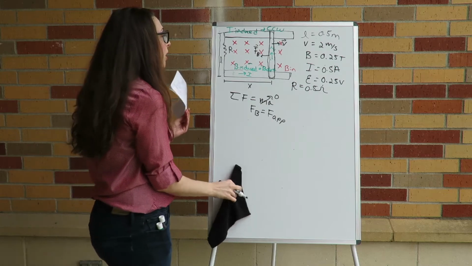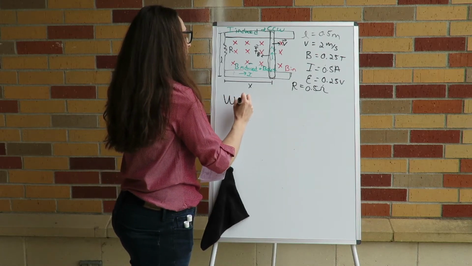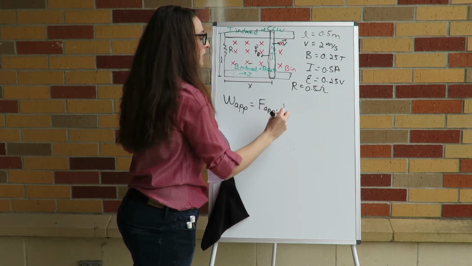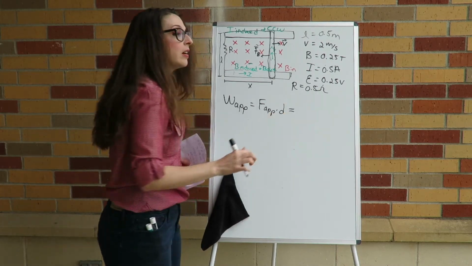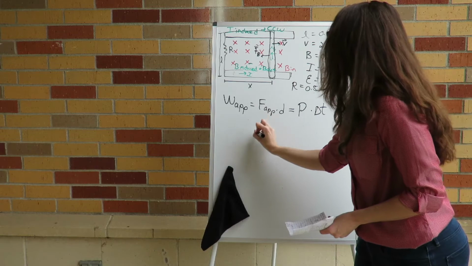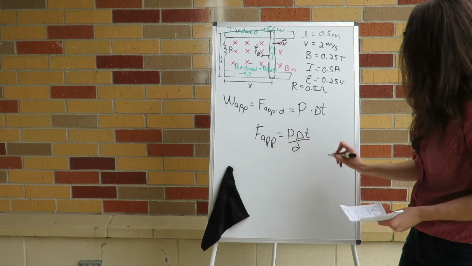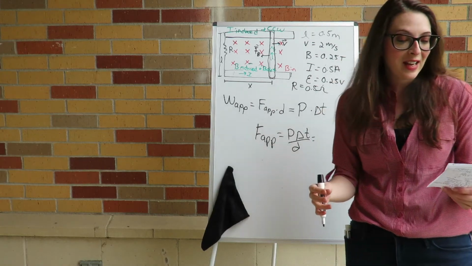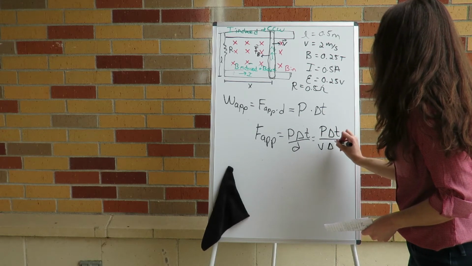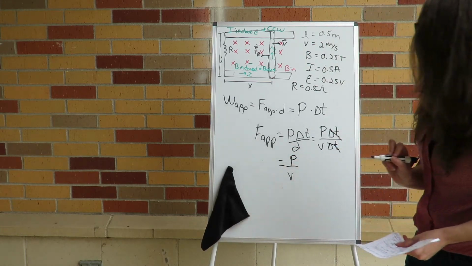But there's another way we could figure out the magnitude of the applied force, and we could do that by thinking about work. The work that I'm applying to move this bar is equal to the force that I apply through some distance. Also, work is equal to power times time. So I solve this for the applied force. The applied force is equal to power times delta t over the distance that I move it. But remember that distance is equal to velocity times time. So this is also equal to power times the change in time over v delta t. My changes in time cancel. So we've got that the applied force is equal to the power divided by the speed.